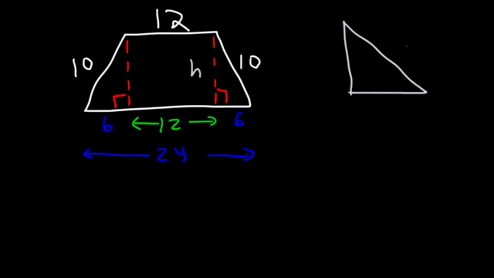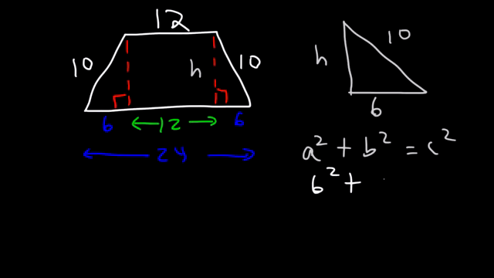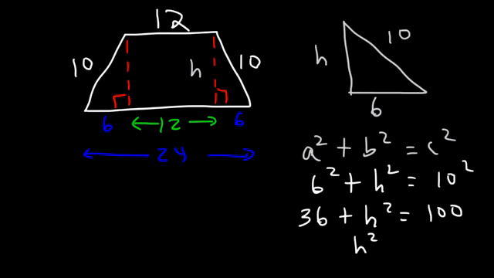So this is 10, this is 6, we've got to find the missing side. So using the same equation, a squared plus b squared equals c squared. Let's say a is 6, b is the height that we're looking for, and c is 10. 6 squared is 36, 10 squared is 100, and 100 minus 36 is 64, and the square root of 64 is 8. So the height is 8.